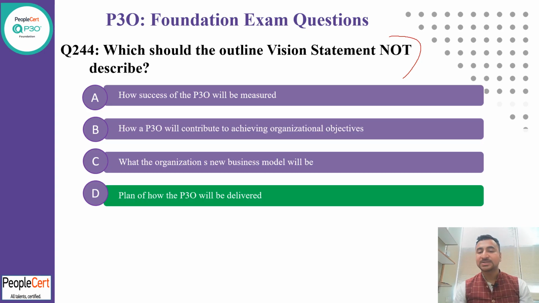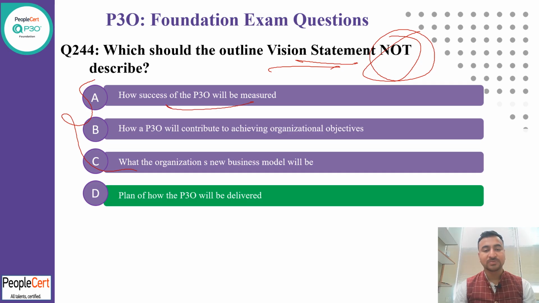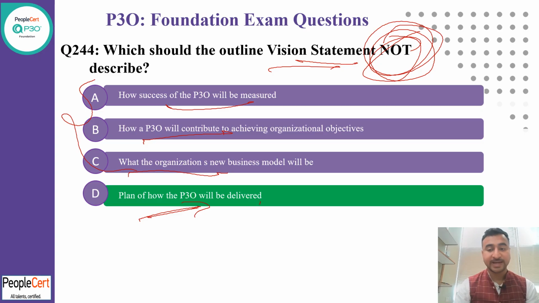So this asks a not kind of question. All of this should be part of your vision statement: how success will be measured, how P3O contributes to the organization, or what the organization's new business model is. Plan for how the P3O will be delivered, that is operational stuff. But I misread because I was in a mental frame of understanding which would be the vision statement. So sometimes you have to read very carefully. This is a red herring, not kind of thing, so you have to keep it in mind when answering the question.